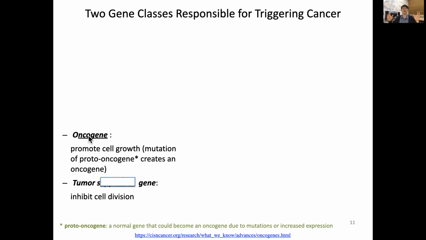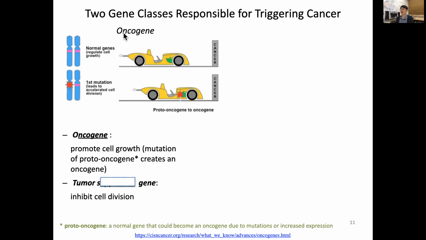And if I have an analogy for the oncogene, it's like an accelerator in a car. Let's say we have these two alleles of the normal gene, then the car, as in cell proliferation, goes normally. But even one mutation of this proto-oncogene that turns it into an oncogene is like pushing the accelerator. These are usually dominant, so even this one mutation can lead to accelerated cell division.